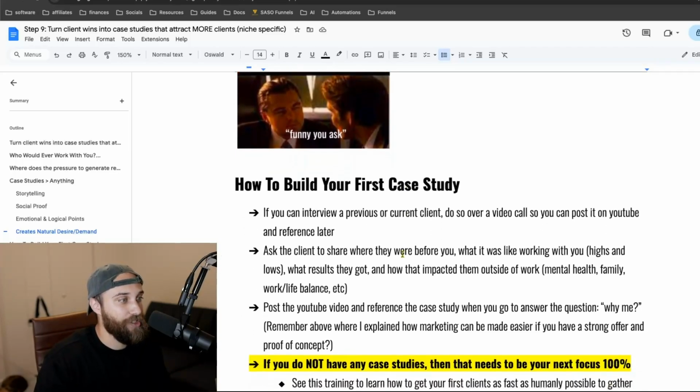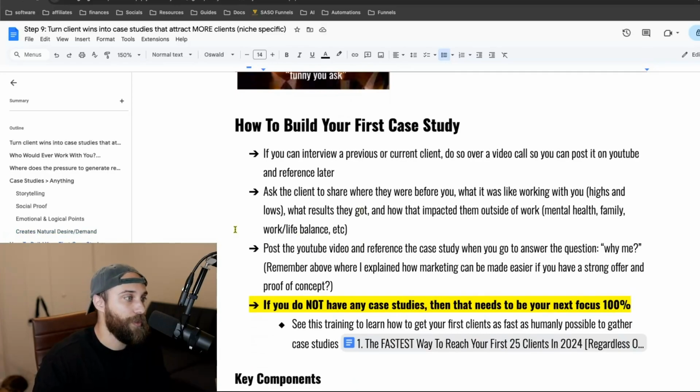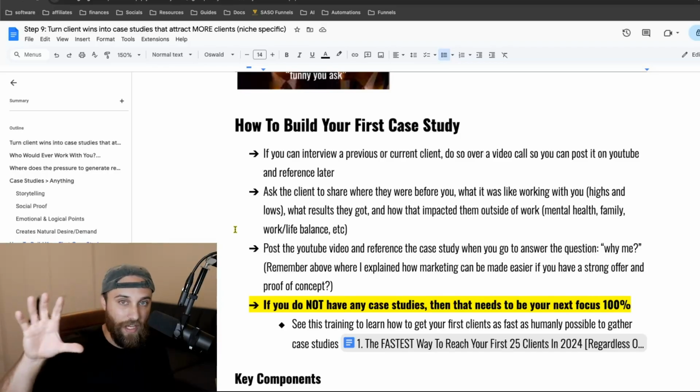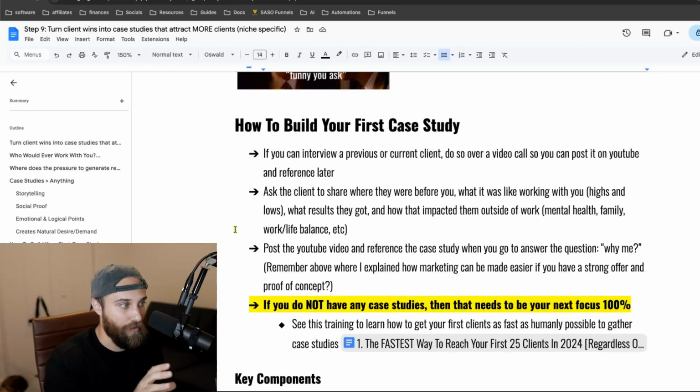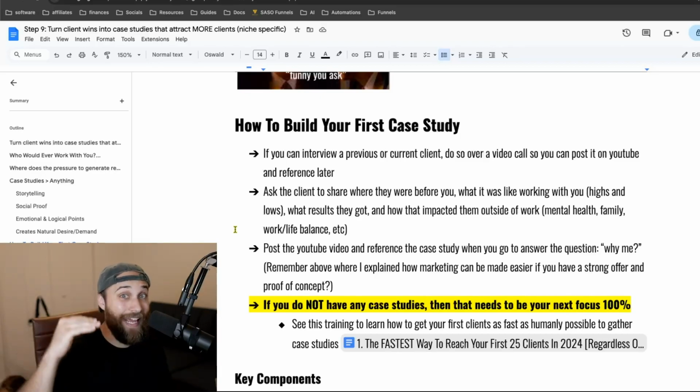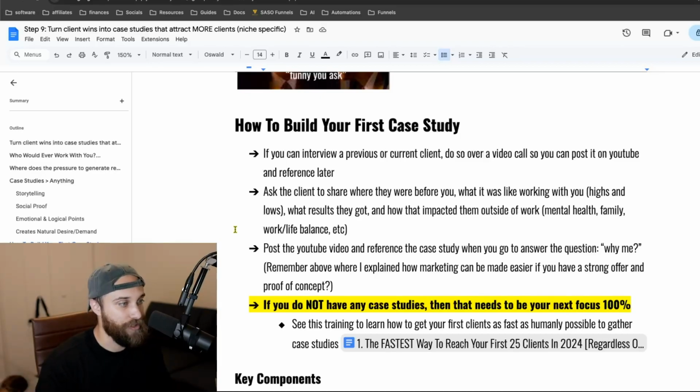So how do we actually build your first case study? You can interview a previous client or a current client. When you do it, I would recommend doing it over a video call so that way you can take that interaction and post it on YouTube and reference it later. You want to ask the client to share where they were before you, what it was like working with you, the highs and the lows. You want to know what results they got, and how that impacted them outside of work. Did that benefit their mental health? Did it benefit their family, work-life balance? What did it benefit, right?